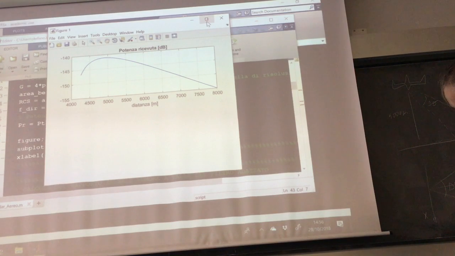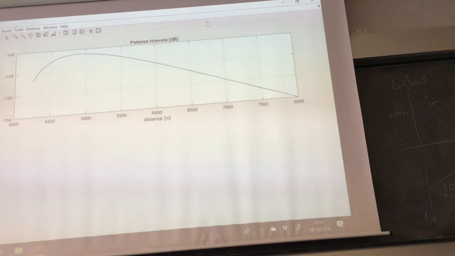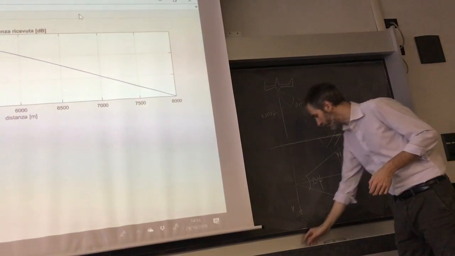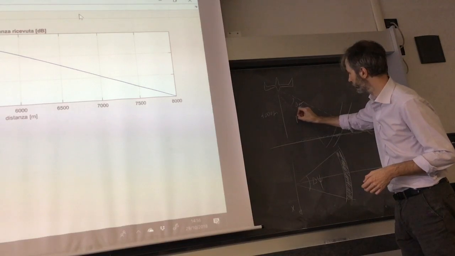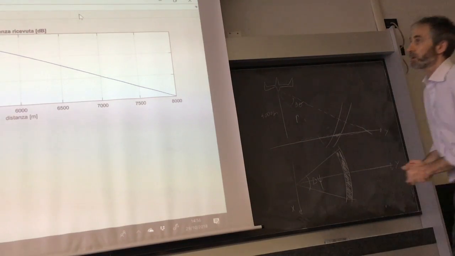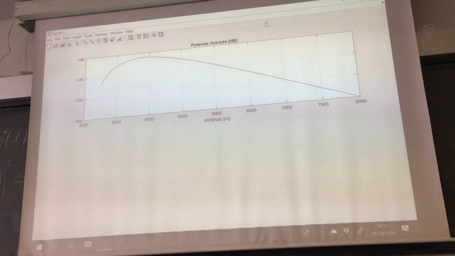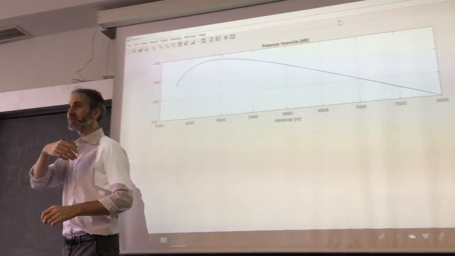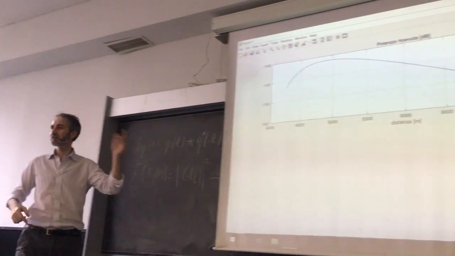And this is your power. It is plotted against range, so against the distance from the radar. This is your range, R. And so you see that it is initially going up. Why is it going up and then down? Can you predict this trend?